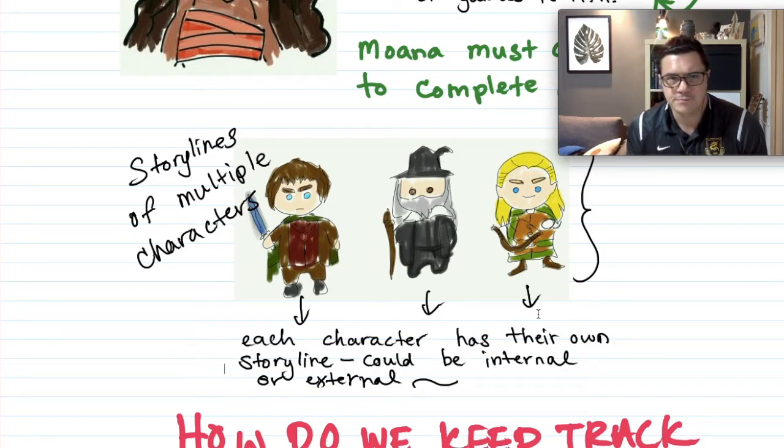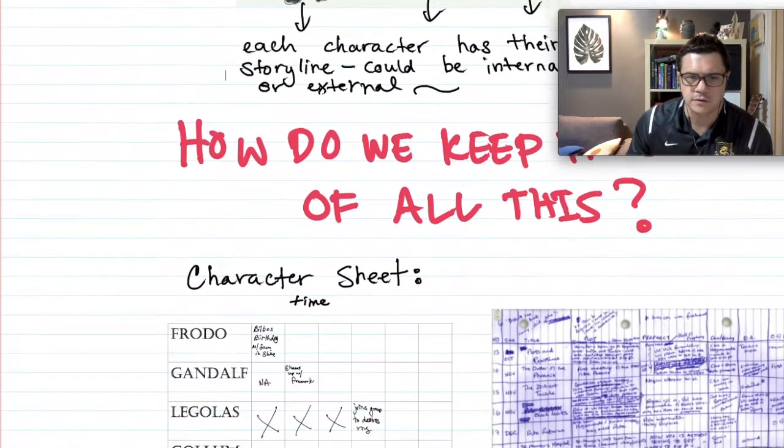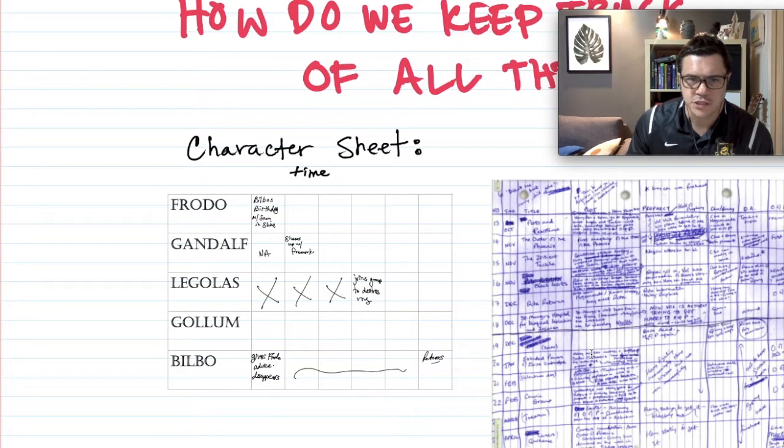In some stories, the authors help us by providing things like character maps or lists of characters, or actual maps of places where the story takes place. But for us, we need to have some strategies we can use to help us understand and keep track of these stories when they get complicated. So one of the things we can do is create a character sheet.